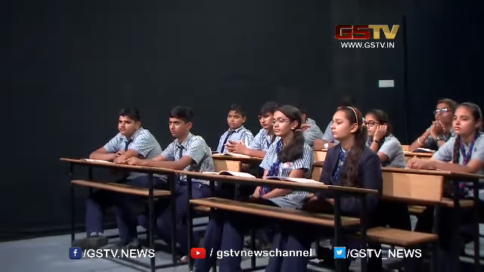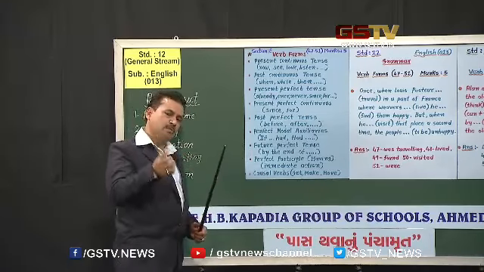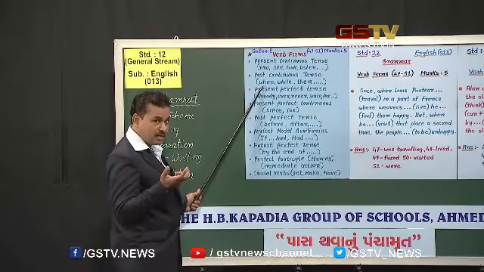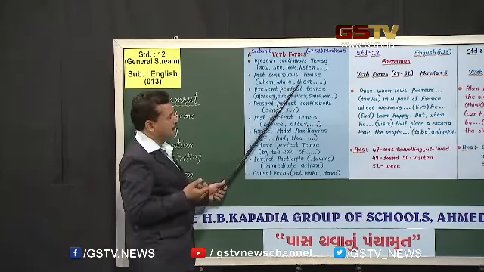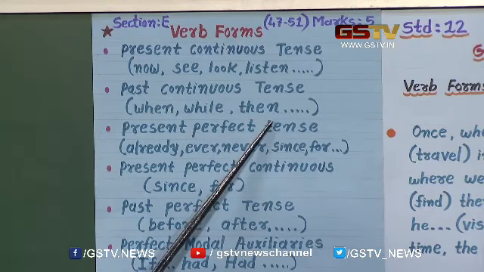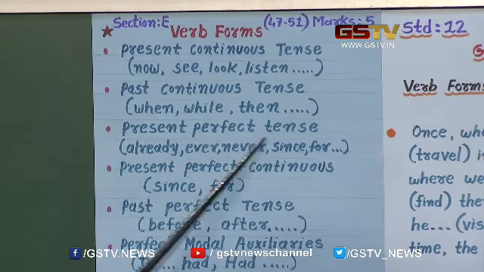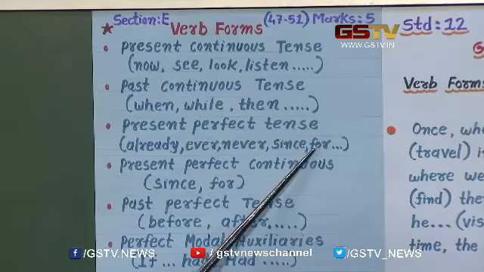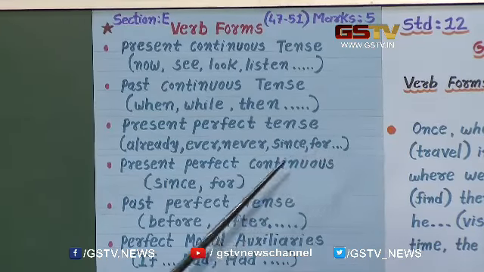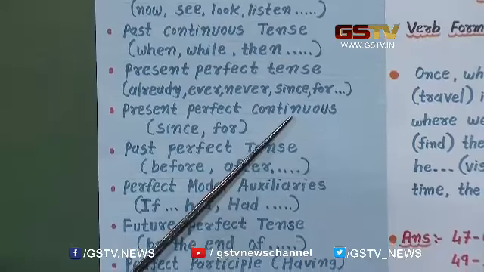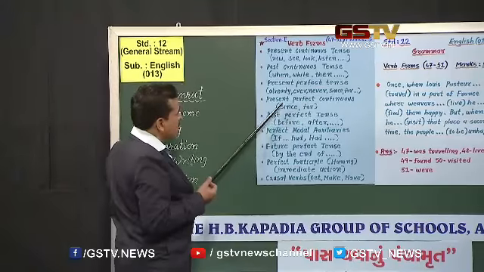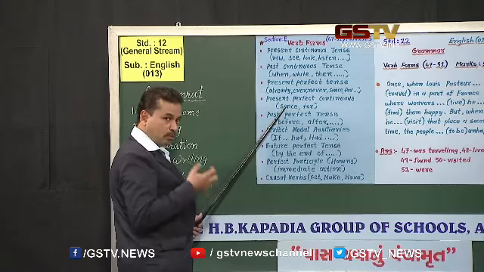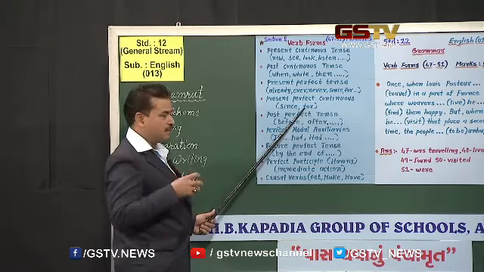Now, please focus on the very next rule, asked repeatedly in the board examination. Past continuous tense. Words you will probably get: when, while, then, that, yesterday, last year, etc. Next one is present perfect tense. Words would be like this: already, ever, never, since, for, etc. Next one is present perfect continuous tense. As I told you earlier, you are going to get this one. Here we have two words, since and for. Since is used for the point of time and for is used for the period of time.